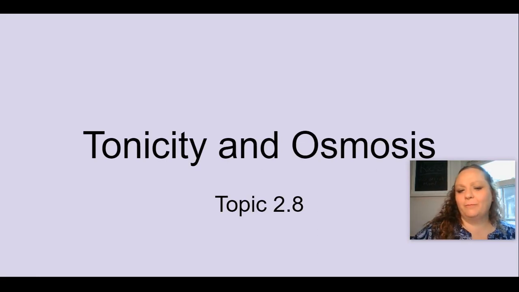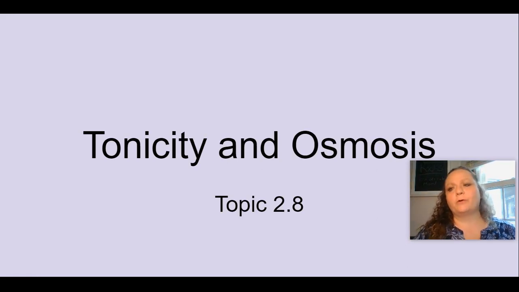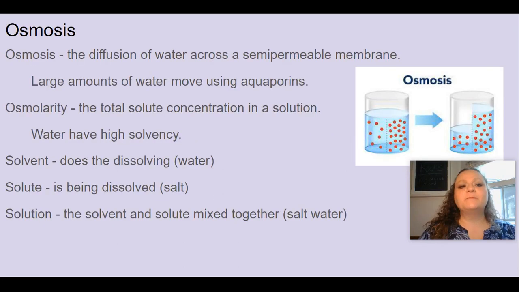Today we're going to be talking about tonicity and osmosis. And if you're sitting there thinking, I have no idea what tonicity is, don't worry, you're going to know in a couple of minutes exactly what it is. The key point here is that this is all dealing with the movement of water into or out of the cell. Osmosis is literally the diffusion of water across a semi-permeable membrane or a selectively permeable membrane.